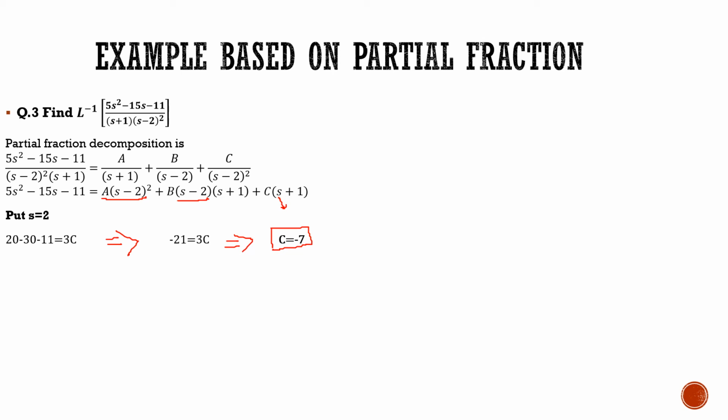Okay, so if I put s equal to minus 1, the terms with b and c will be 0, so I can directly find the value of a. So put s is equal to minus 1. Now minus 1 squared will be 1, so it will be 5, and minus 1 put in this gives plus 15, minus, so this is the constant, minus 11.